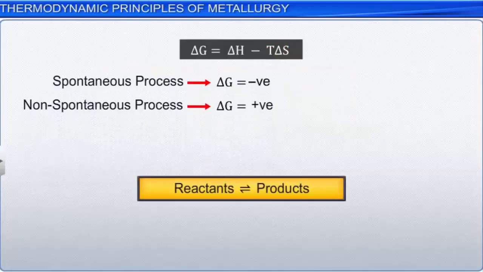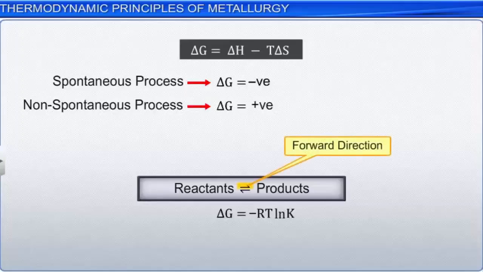If the reactants are in equilibrium with the products, the change in Gibbs free energy can also be expressed in terms of equilibrium constant K, with the help of the equation delta G is equal to minus RT natural log K. As you can see, in this equation, delta G can be negative only if K is positive. This can happen if the reaction proceeds in the forward direction, that is, the reactants combine to give the products.